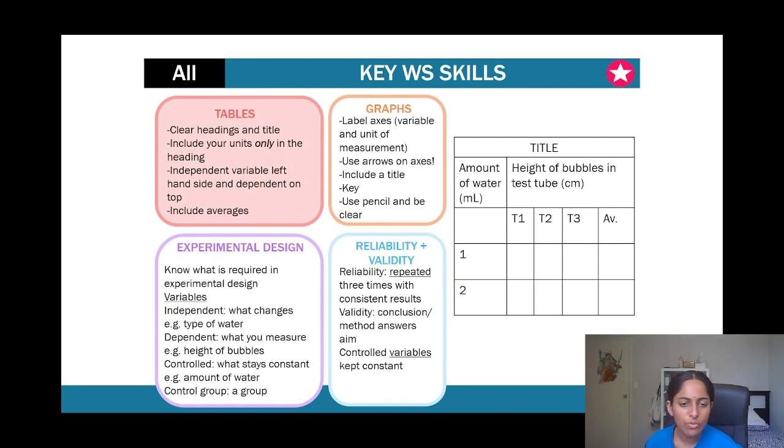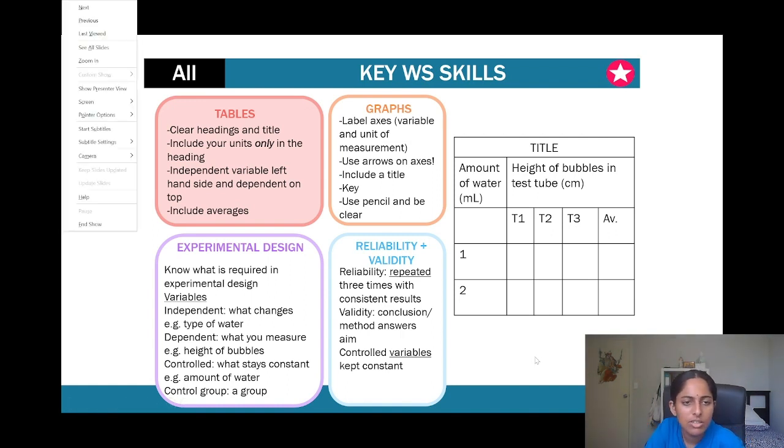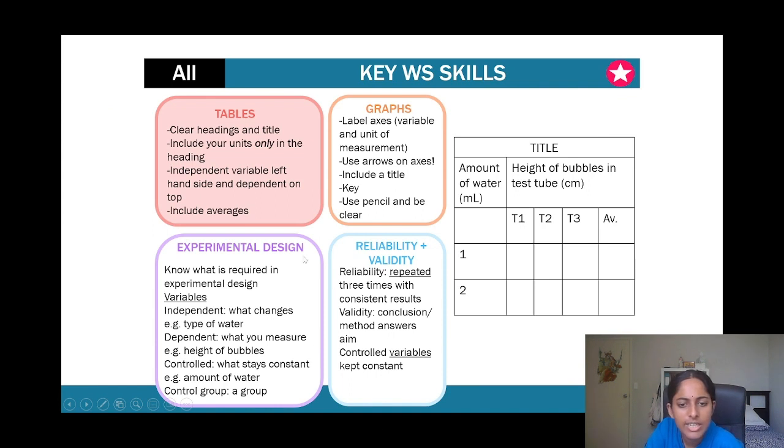The main skills that you'll be exploring within Year 11 and 12 are things such as reliability as well as validity. These are things that go into your experimental method. Reliability tells you your results are reliable if you have consistent results, and that's when you repeat it three times. Validity pretty much just relates to whether you've met your aim for your experiment.